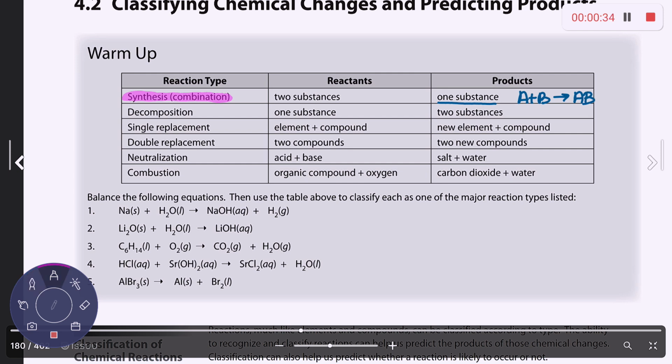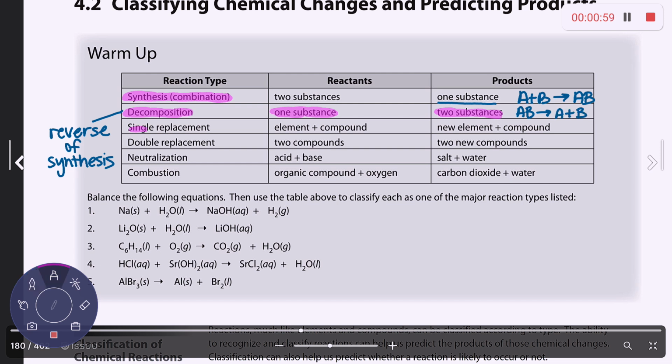Okay, decomposition reactions are the reverse of a synthesis reaction. So here you're going to have one reactant breaking down into two different ones. So that means I would have compound AB breaking down into elements A and B.